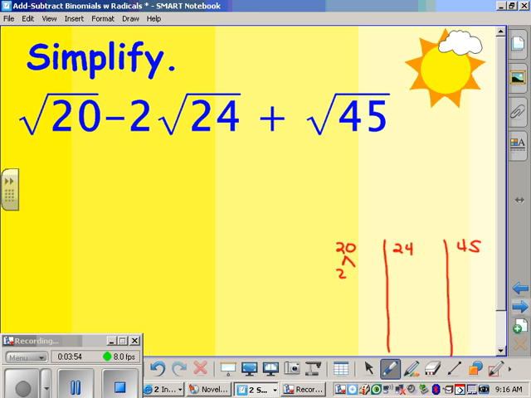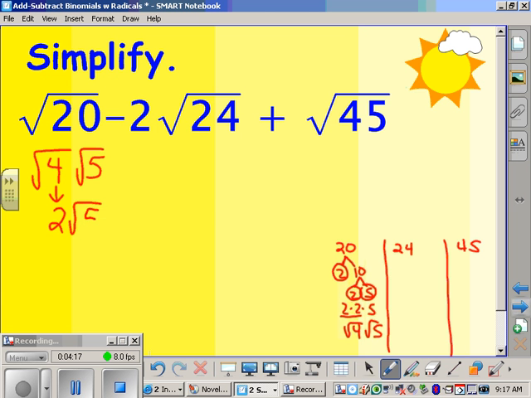So 20 breaks down into 2 and 10, and then 10 breaks down into 2 and 5. So we have 2, 2, and 5. If you underline the pair, we will end up with square root of 4 and square root of 5. So we'll bring that back up over here under the radical 20. And this will then break down further by taking the square root of 4 into 2 radical 5.